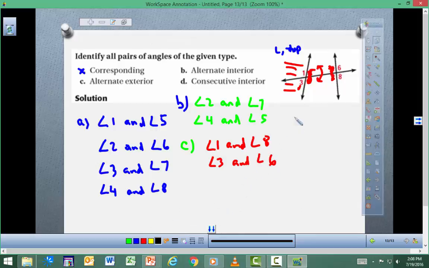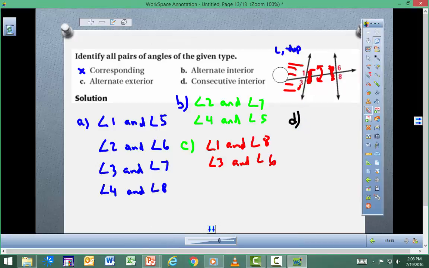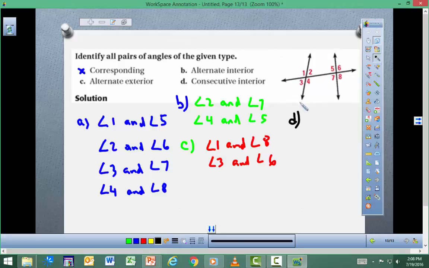And finally, let's do part D. We want the consecutive angles. They're interior angles, so we don't care about those because those are on the exterior side. And they have to be on the same side of the transversal. Now you might be tempted to say angles 2 and 4. But the transversal that we're talking about is actually this line. This is the transversal.